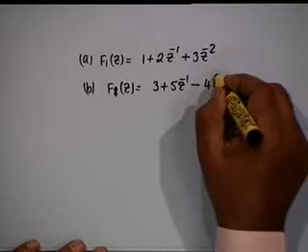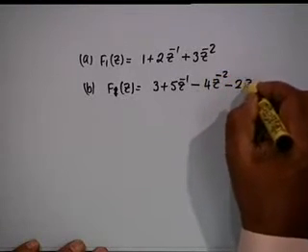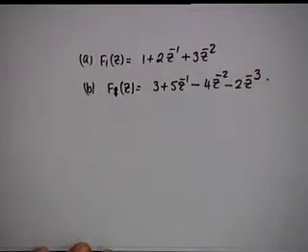A, f1(z) equal to 1 plus 2z inverse plus 3z to the minus 2. B, f1(z) equal to 3 plus 5z inverse minus 4z to the minus 2 minus 2z to the minus 3.